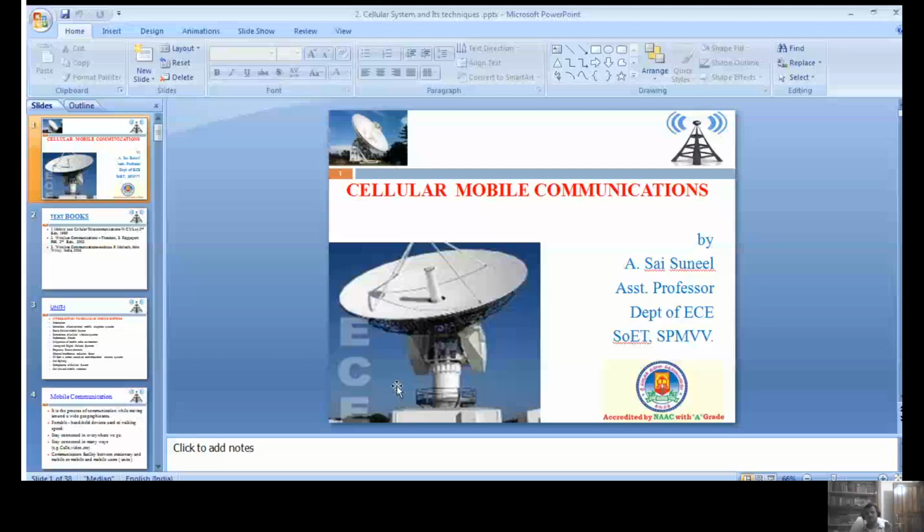Then we introduce cellular mobile communication. This is the only mobile communication system, and what are the drawbacks of the mobile communication system? Then we have to go for cellular mobile communication. Right. Mobile communication is the process of communication while moving around a wide geographic area. It can be conducted anywhere in the world.